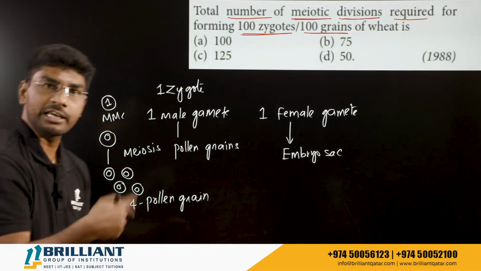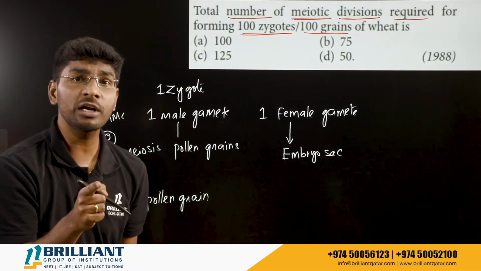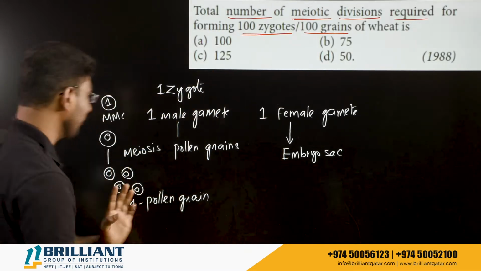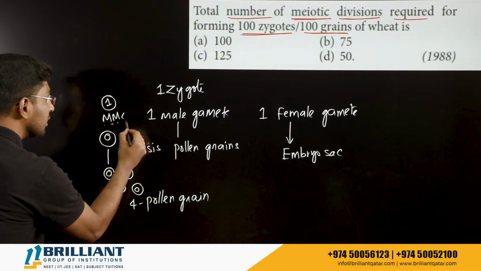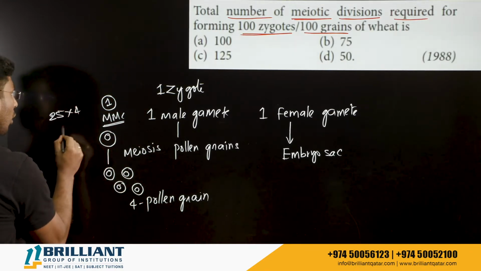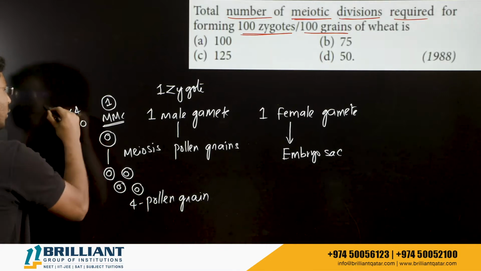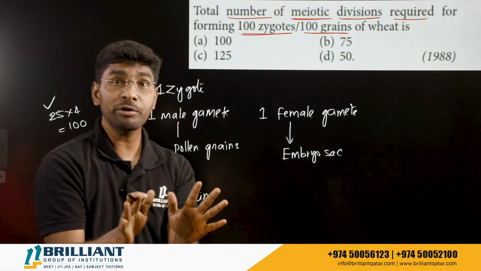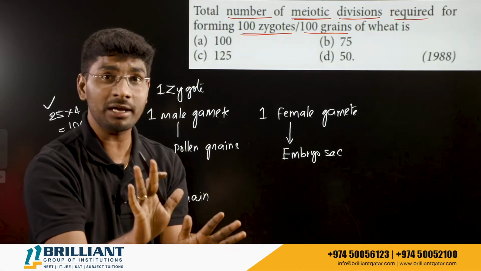Each pollen grain will give a male gamete. So how many pollen grains do you require for the 100 zygote formation? 100 pollen grains we require. That means how many MMCs do we require? 25 into 4 is 100 pollen grains. So how many meiosis divisions? 25 meiosis divisions for only the male gamete.